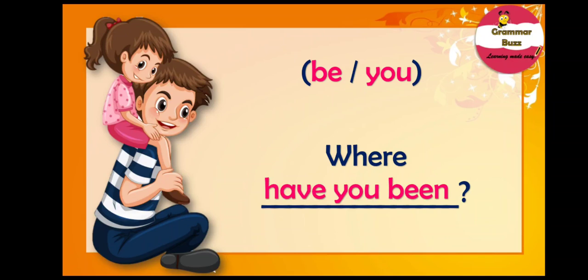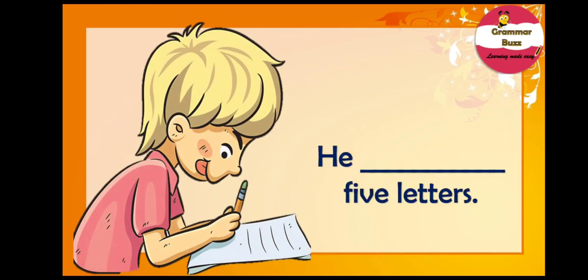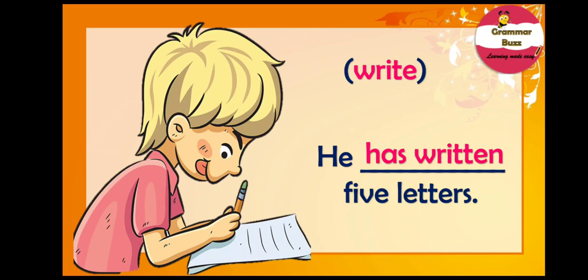And here comes the next one for you. It says he blank 5 letters. And your verb choice is write. Yes. So how are you going to form the present perfect with the help of this verb? Have you got it all right? I think you have. Good job. And it is, he has written 5 letters. That was an excellent job.